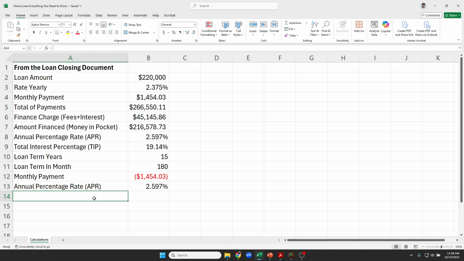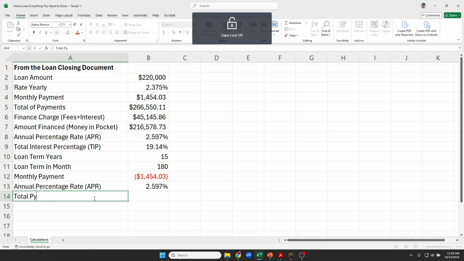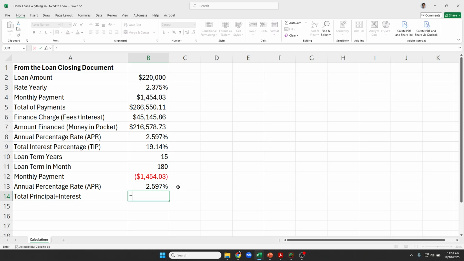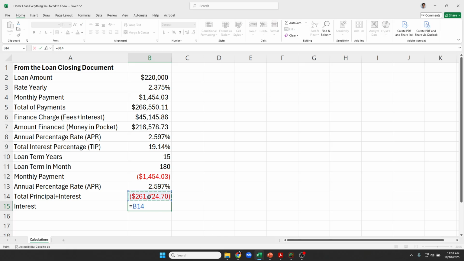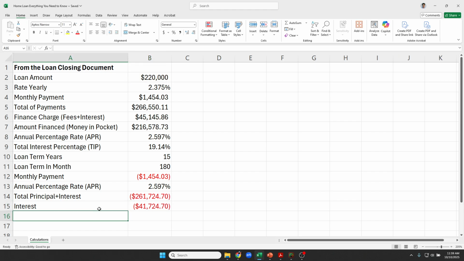The next thing we're going to calculate is the total payment, total principal and interest. So how much we paid, principal and interest. That will be simply, this is the monthly payment I'm making. In that monthly payment, I paid some interest and some principal, times 180 payments. So that is my total principal and interest. Then I'm going to be calculating the interest now. That would be simply, this is what I'm paying, but this is actually what I owe to the bank. So this is the total interest.